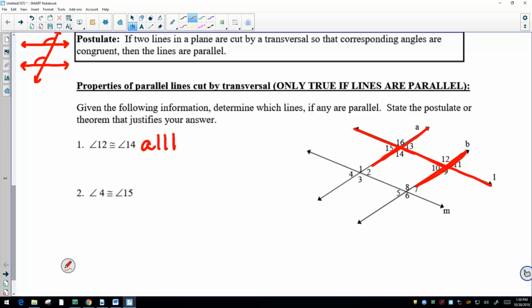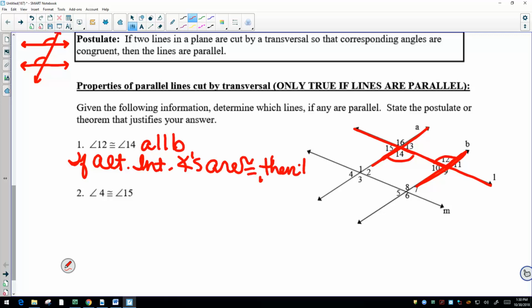So I could say here A is parallel to B, and then we have to identify, well, what type of angles are 12 and 14? Well, those are alternate interior angles. So when it's saying state the postulate or theorem that justifies your answer, we could say something like, if alternate, and I'm going to abbreviate, abbreviations are okay, if alternate interior angles are congruent, then the lines are parallel.